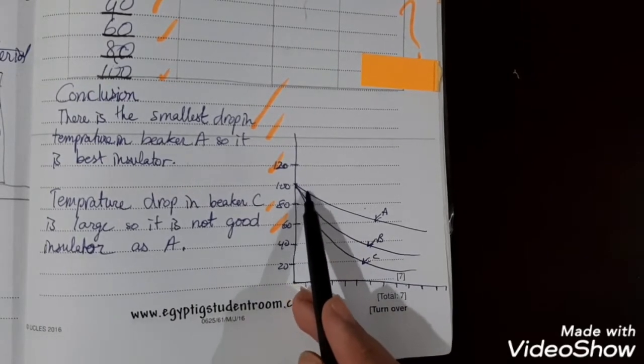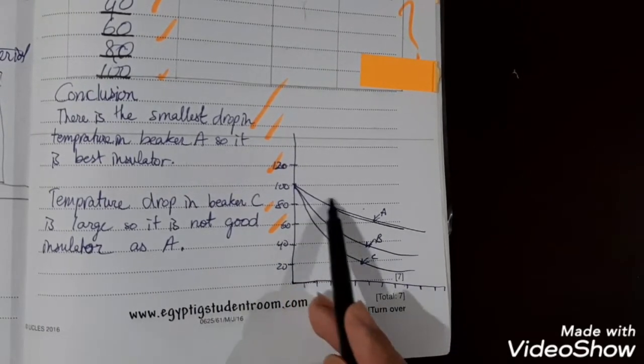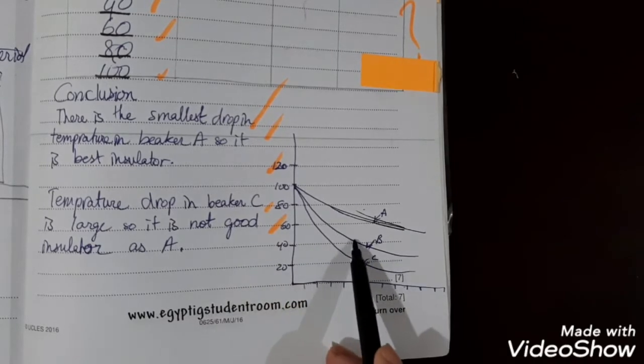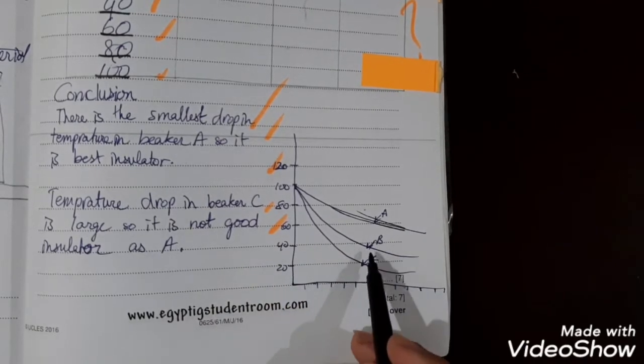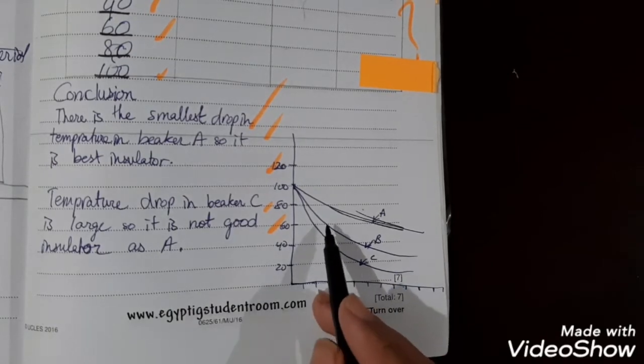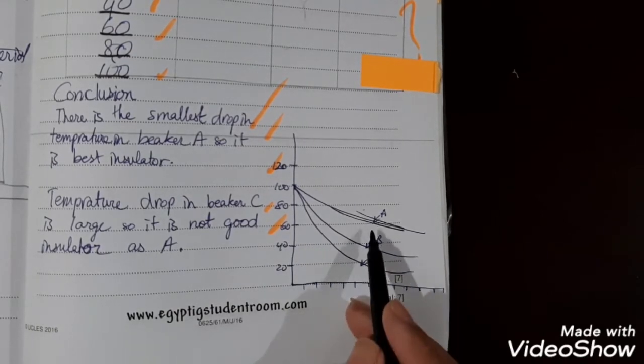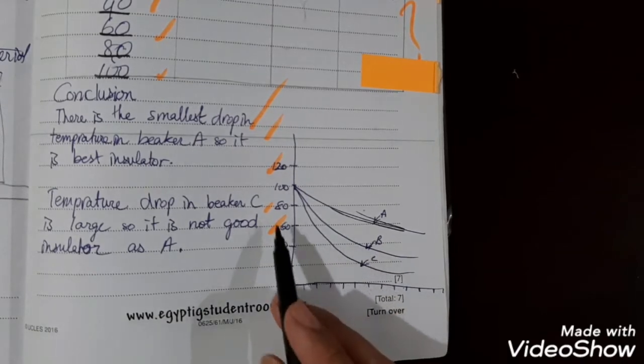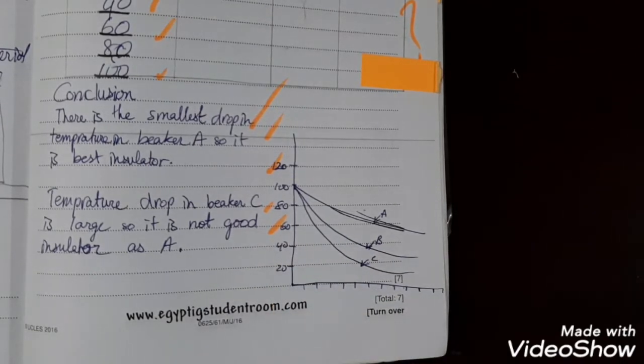So for beaker A it is constant, and then for beaker B it is dropping way higher as compared to A. Then beaker C temperature is falling at the highest rate as compared to B and A. So this will be the final diagram for the conclusion.